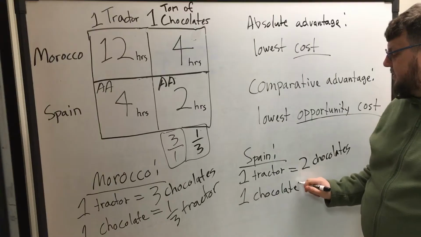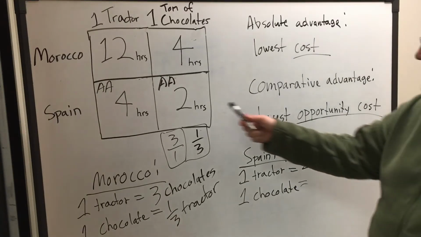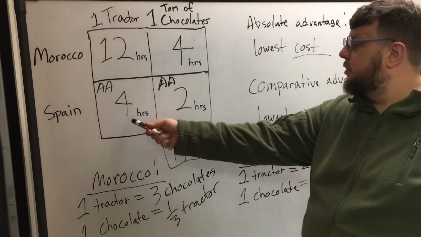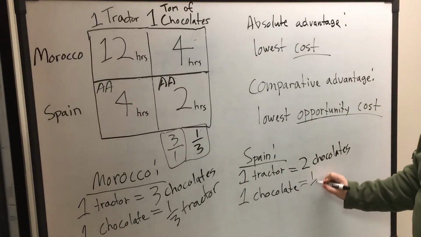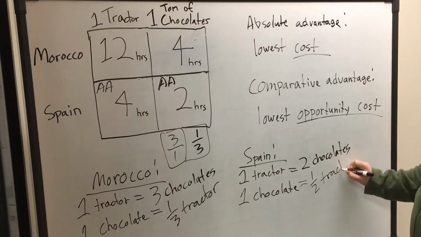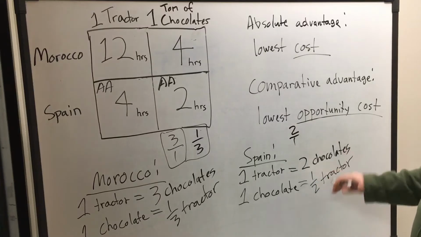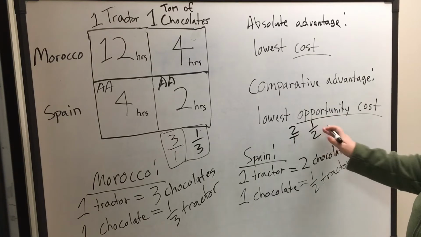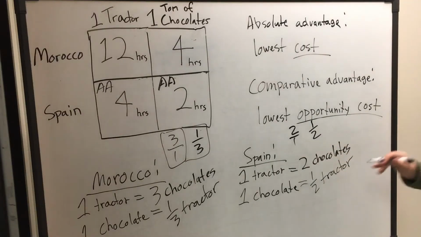At the same time, in Spain, one chocolate is going to be how much? Well, a chocolate is 2 hours, but how many tractors could we have made with that? Let's put 2 over 4, simplify it, and we're going to get 1/2 of a tractor. Let's do our check real quick. 2 expressed as a fraction is 2 over 1 and 1/2. What is the relationship? Are they reciprocal? Yes, they are. Let's go ahead and say that we did the right answer here.